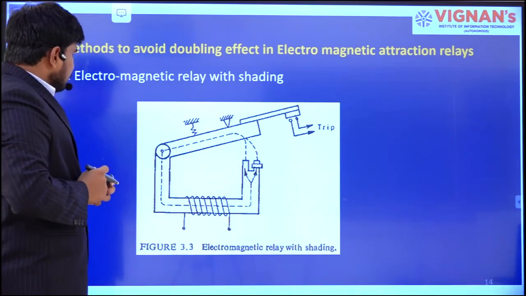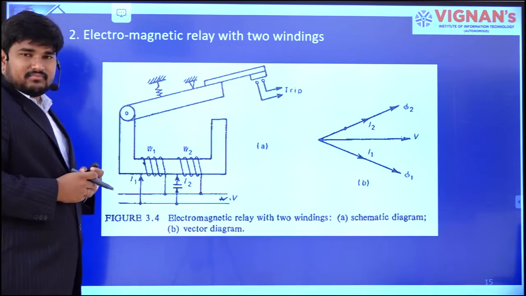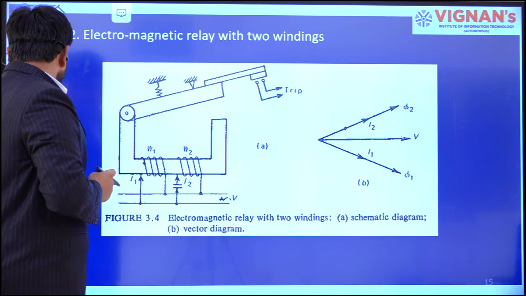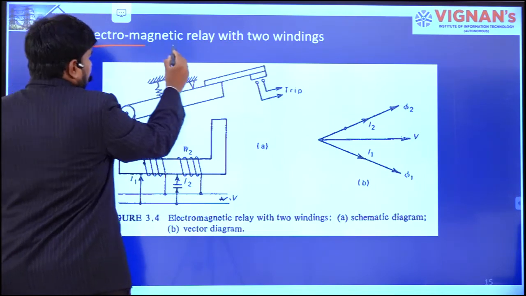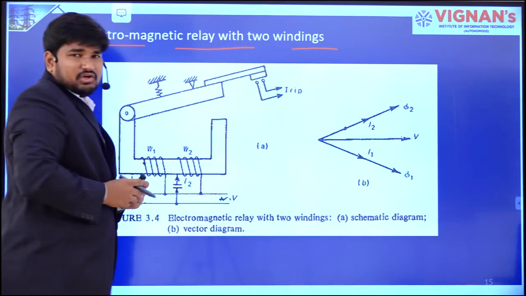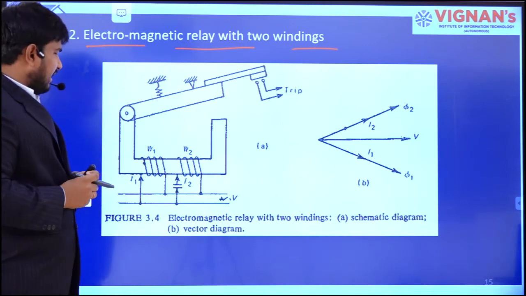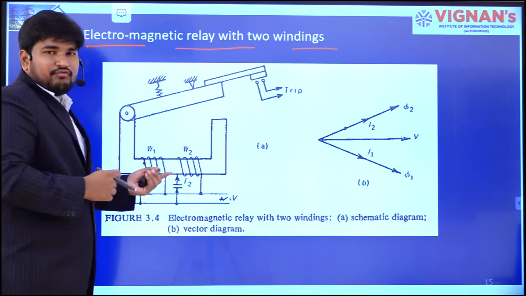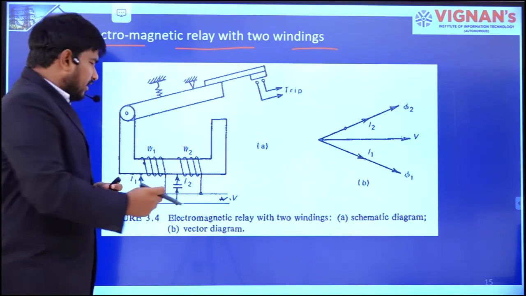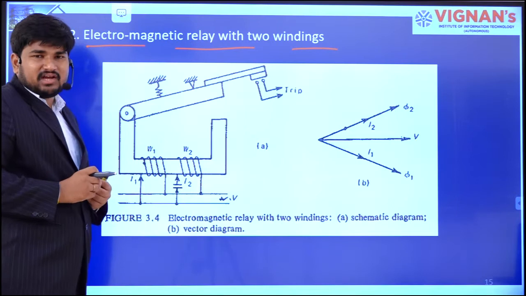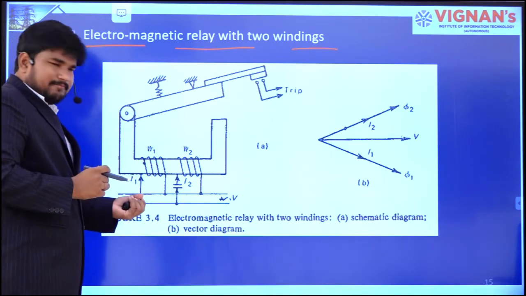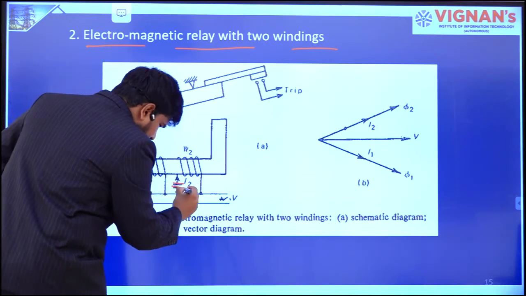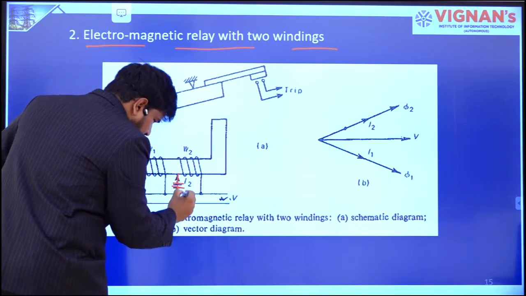Now let us come to the second method. This is the electromagnetic relay with two windings. Instead of having only one winding on a core, we have placed two windings on the same core, and the second winding is connected with a capacitor.